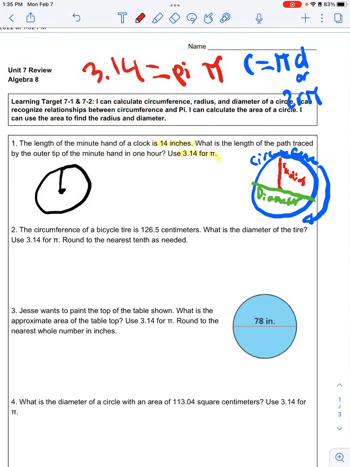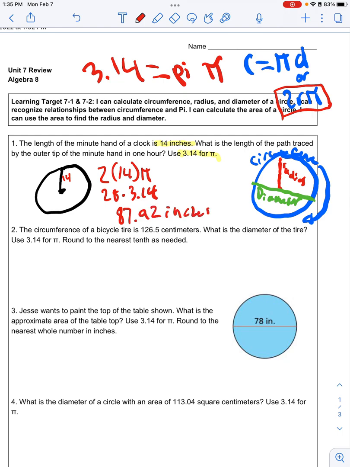So in this case, if I'm looking at this example, a clock starts at the center and then goes all the way to the top. So this is going to be 14 inches. So we're going to call that the radius. So I'm going to use this formula, 2 times the radius times pi, 2 times 14 times pi, 28 times 3.14. And I get 87.92 inches.